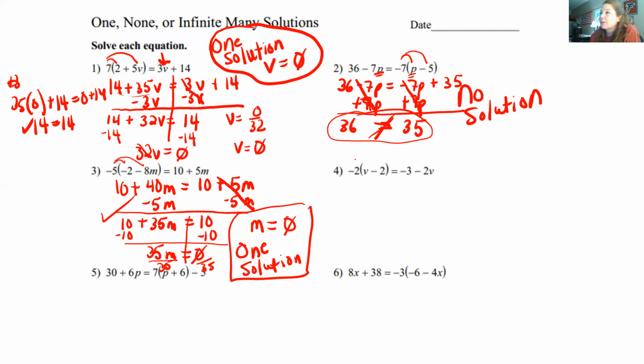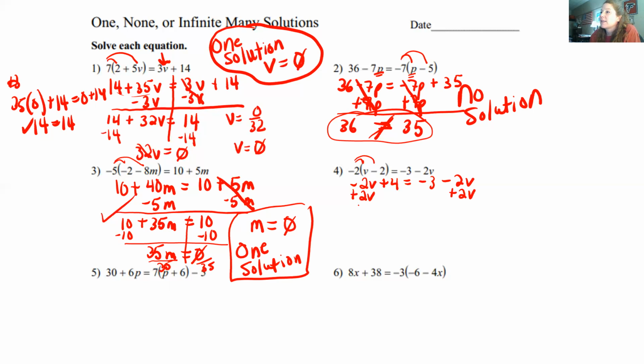All right, number 4, I'm going to distribute that -2. So -2 times v is -2v. -2 times -2 is +4. Bring down my equal sign. I have -3 minus 2v. I'm going to get rid of this -2v by adding 2v to both sides.